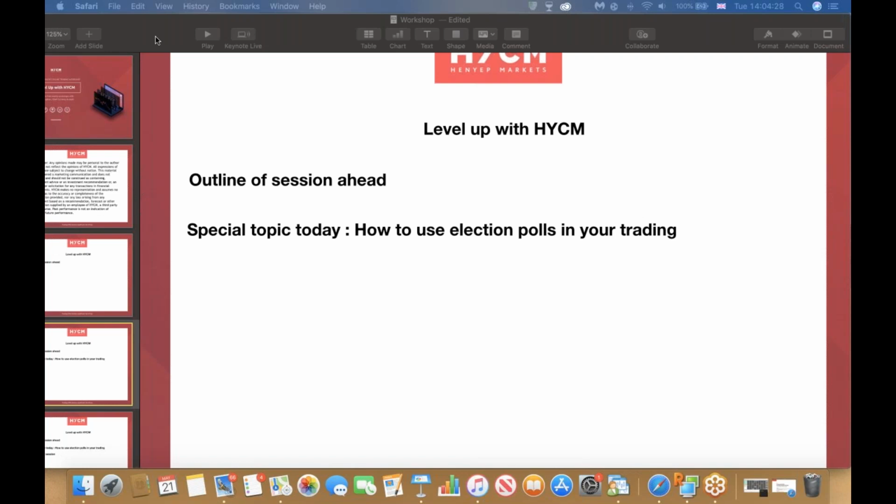So we're going to be looking at how to use election polls in your trading. They can be a helpful tool, and traders do make trading decisions on the election polls. For those of you who don't know what an election poll is, it's simply how people are predicted to vote. So we had election polls for the Brexit in the UK.